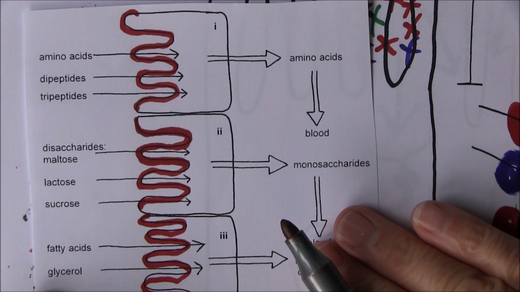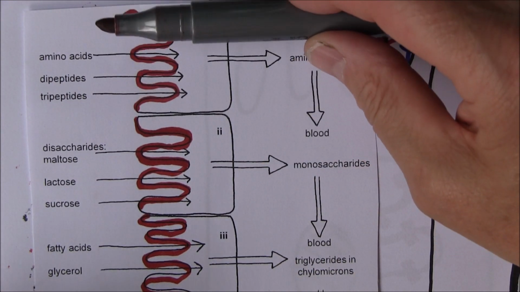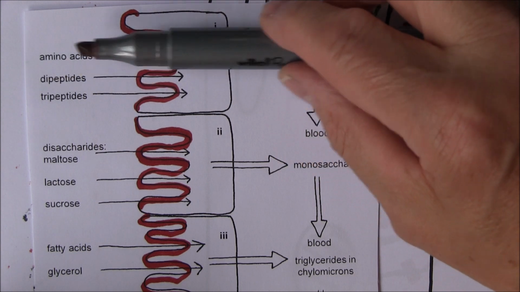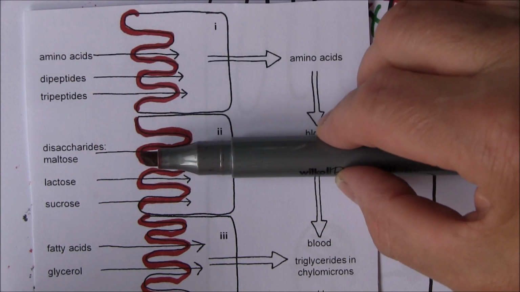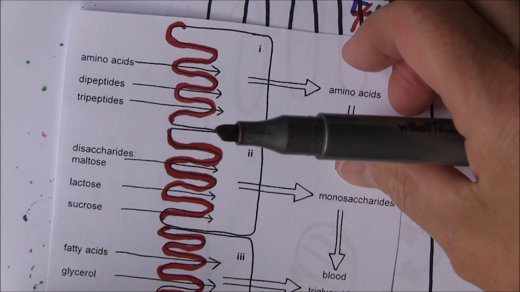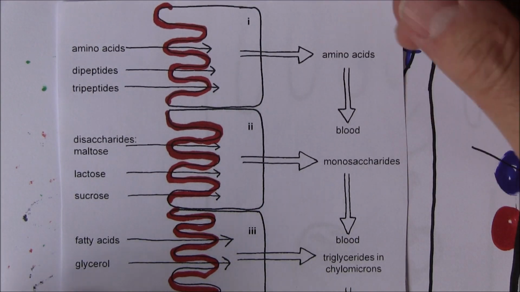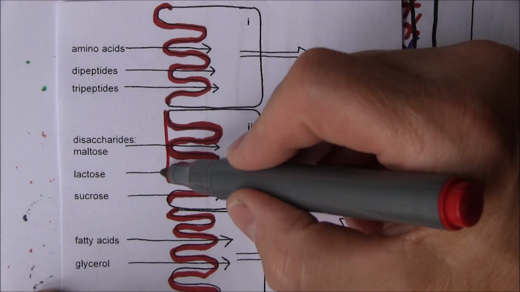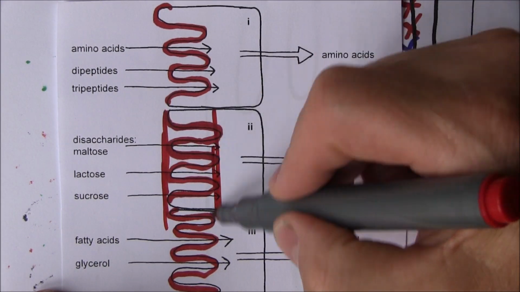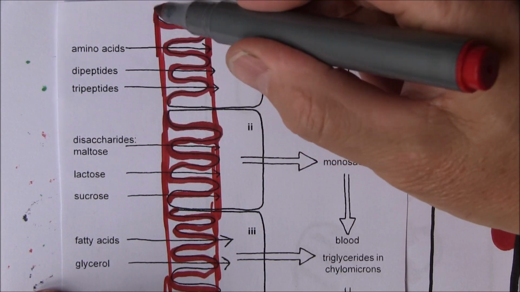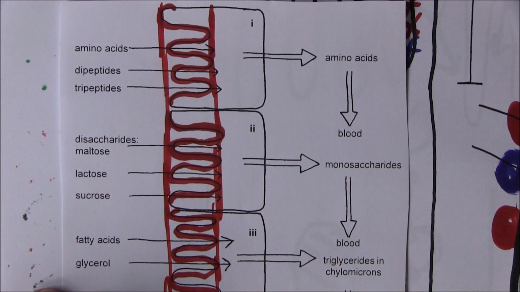So as I've said, this process is going on in a single cell. So amino acids will go through one cell, sugars will go through one cell, and fatty acids will as well. But I've just drawn it as 3 separate cells just to clarify that process. The final stage of digestion in the brush border. So the brush border is from there to there. That is the brush border, which we now know are these microvilli.